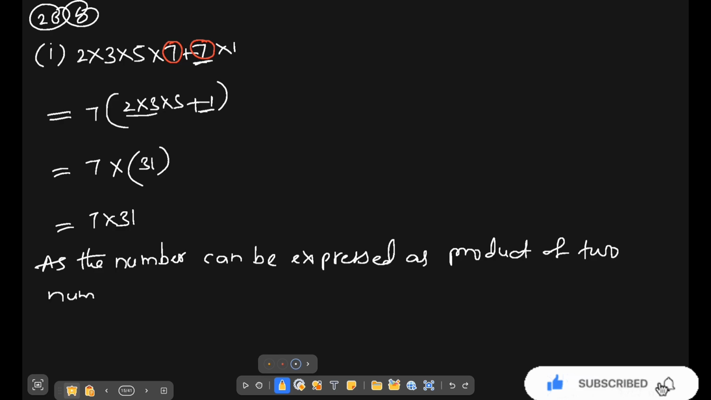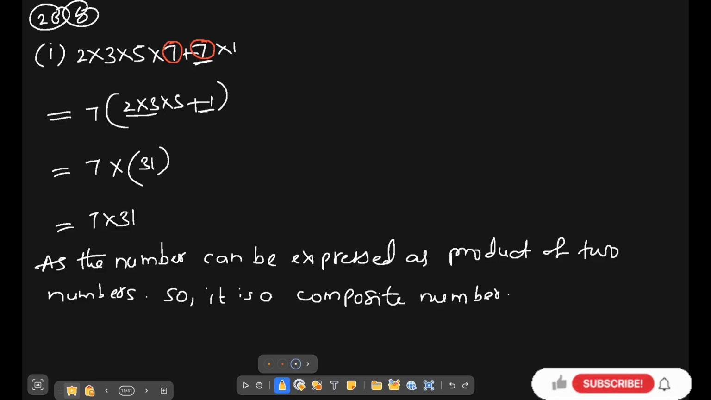Product of two numbers except 1 and itself. So it is a composite number. So this is the justification for the first question.